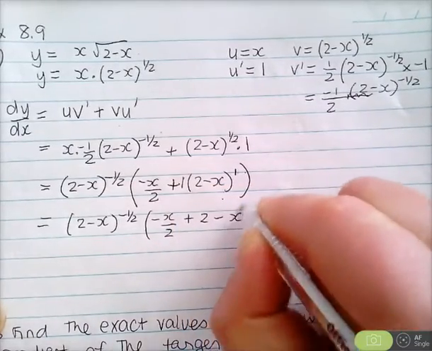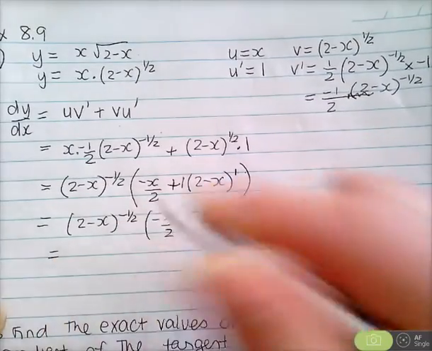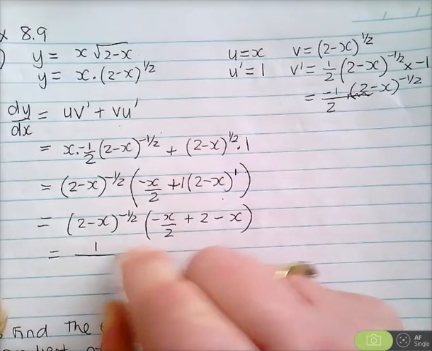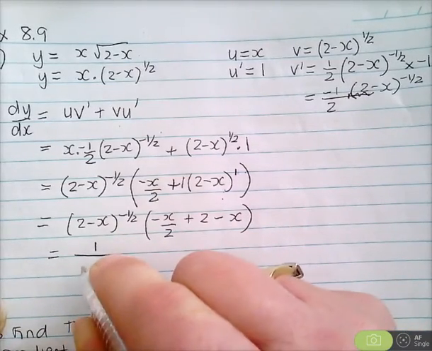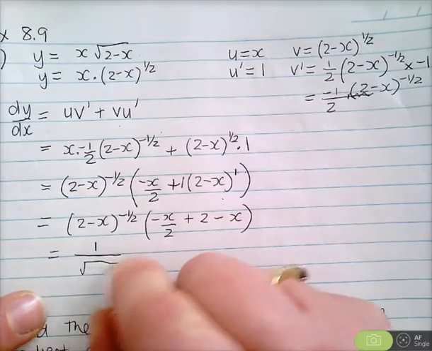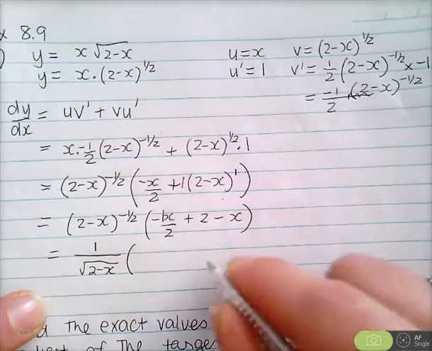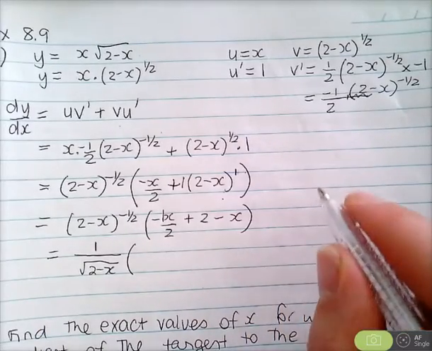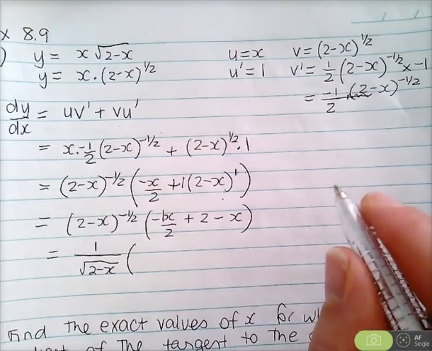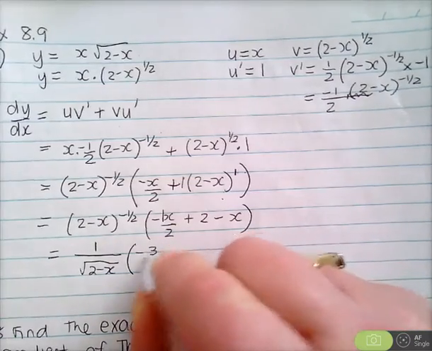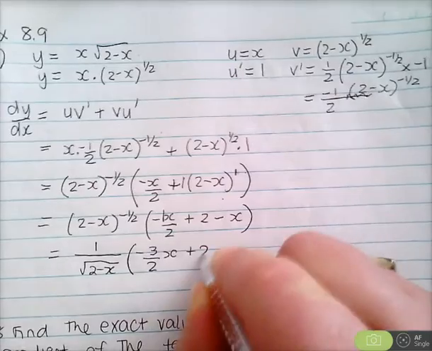So I'm going to write this 2 minus x to the negative a half as 1 over 2 minus x to the half, which is root 2 minus x. Now what's negative a half x minus x? Isn't that negative a half x minus 1x is negative 3 on 2x? Negative 3 on 2x plus 2.